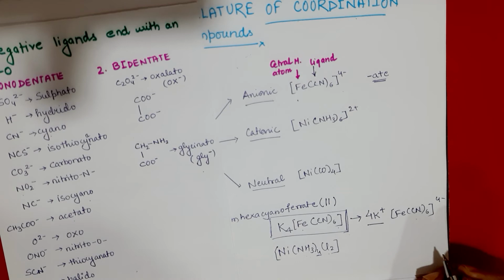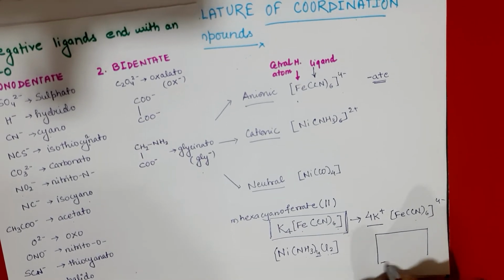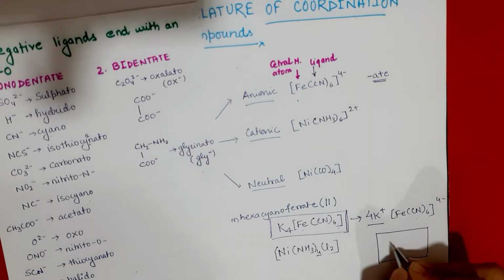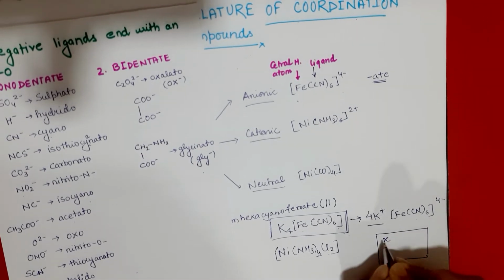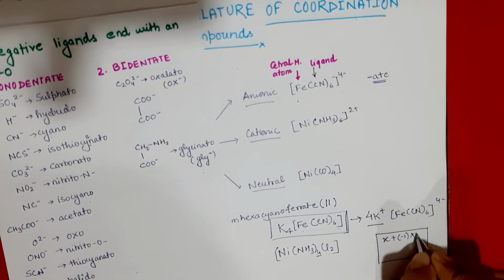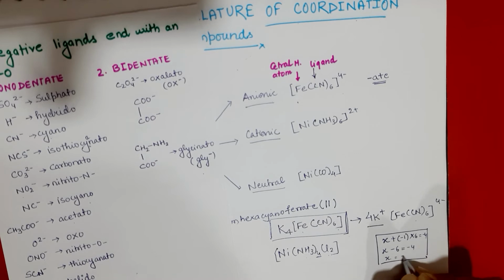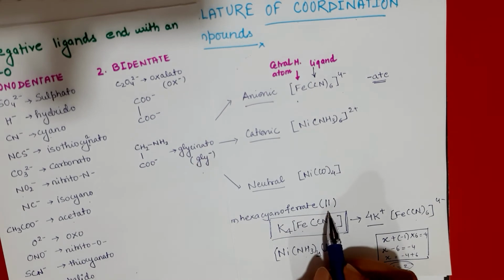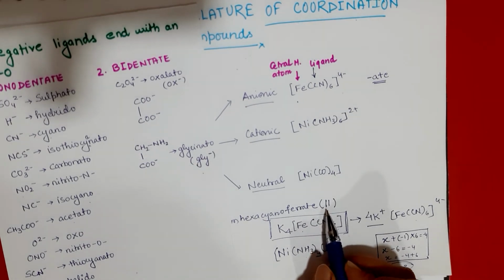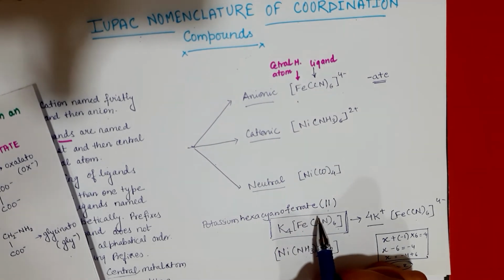Okay, to calculate the oxidation number of the central metal atom, we write it like this: x plus (-1) multiplied by 6 is equal to -4. Here it comes x is equal to -4 plus 6. Now x is 2. Okay, so here we are writing the oxidation number as 2. So the name is potassium hexacyanoferrate(II).